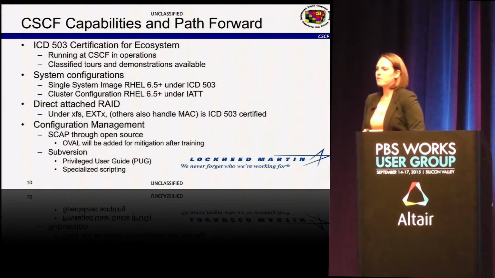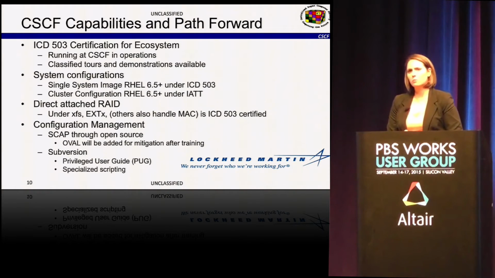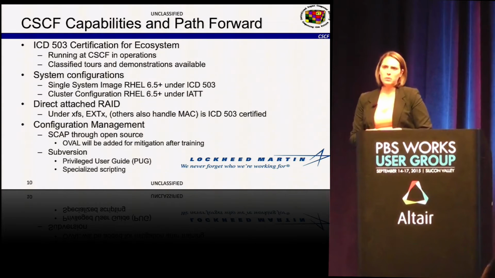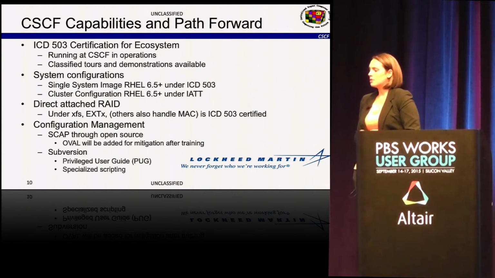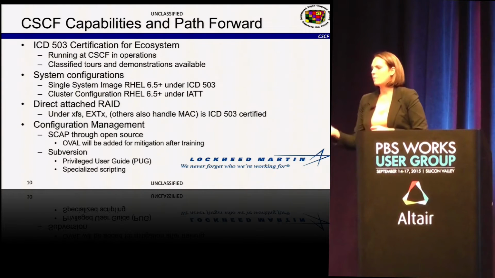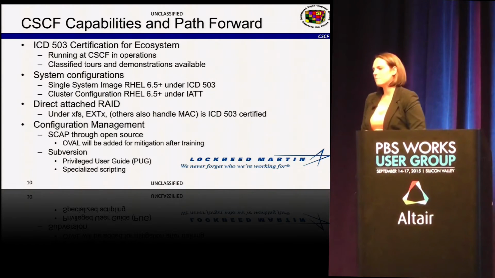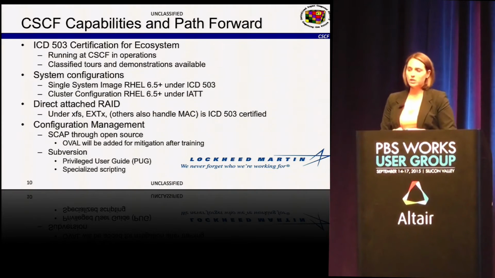We're also here to give the classified areas tours and demonstrations. So we've put together 2 system configurations. We have the single system image Red Hat configuration under 6.5. That's been fully ICD 503 accredited. We recently completed factory acceptance testing on the cluster configuration with Cray, also with RHEL 6.5. And as soon as we get that installed at site, we just procured a CS400. As soon as we get that in, we'll do site acceptance testing, and that one will be fully ICD 503 accredited. We also do direct attach RAID as our scratch space.